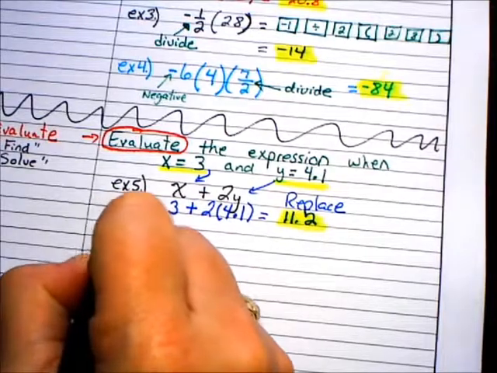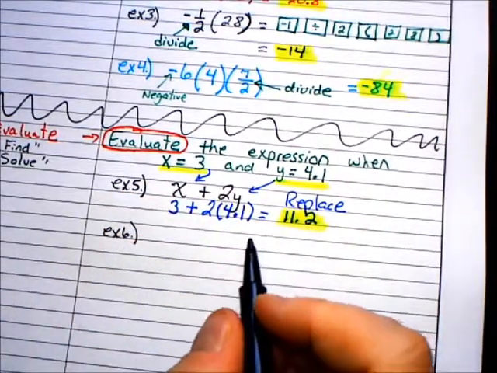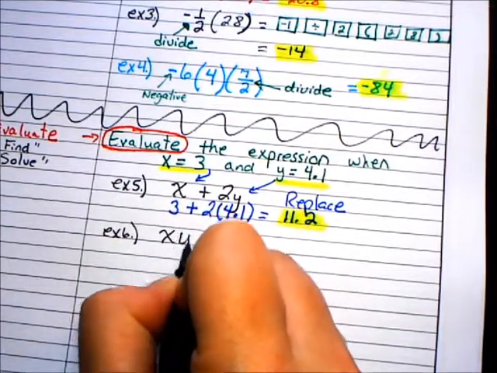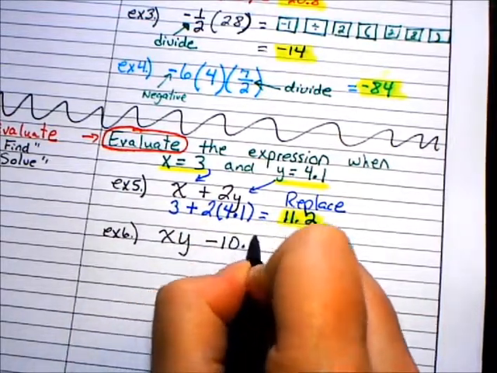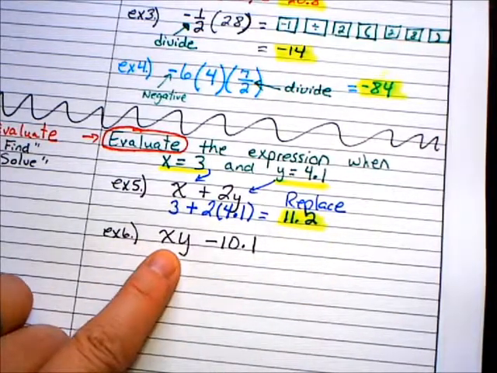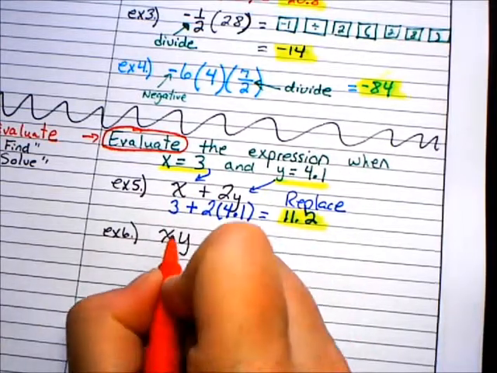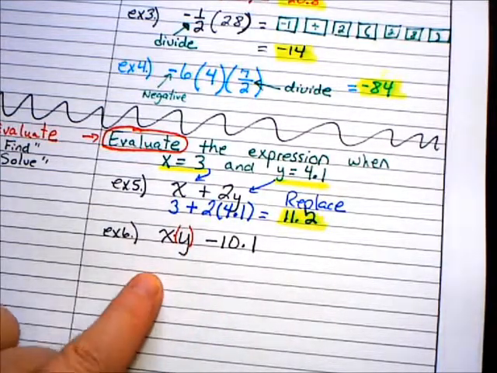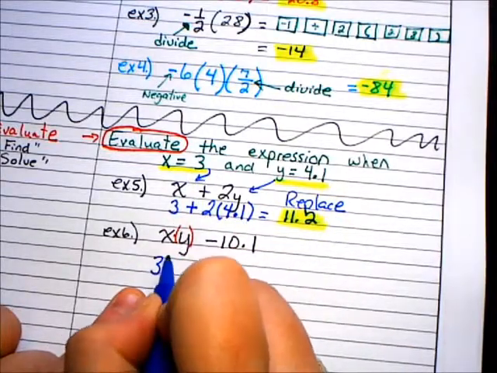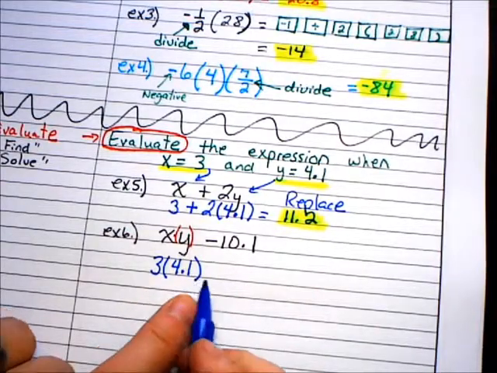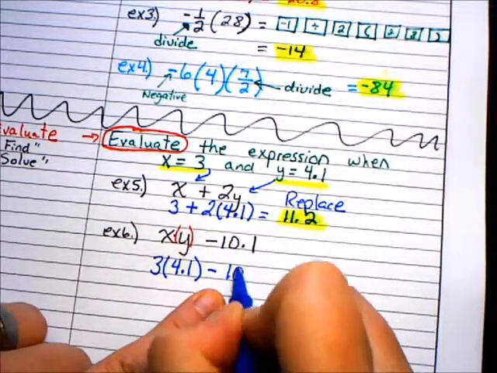If I go to number 6 now, I have x, y minus 10.1. The x and y together, this is the same thing as a multiply. Same thing as putting a dot or parentheses around it, showing that these two items are being multiplied together. So when I replace it in my problem, that means I'm going to have 3 times the y, which is 4.1, close my parentheses, and then I'm going to subtract 10.1.